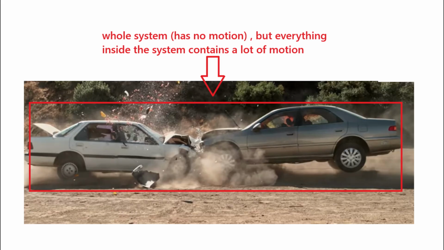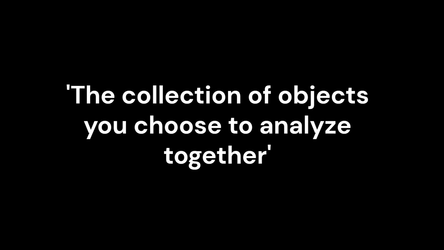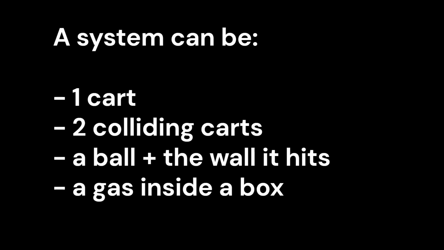What is a system? So now we have come to the point where we have to understand what a system is. Because in a collision with two separate objects, conventional science treats these two as one unified system or one unified object. But draft science treats them as two independent things. So, a system is just the collection of objects you choose to analyze together. So in fact, you define it. So a system could be just one car, or two colliding cars, or a ball plus the wall it hits, or a gas inside a box.